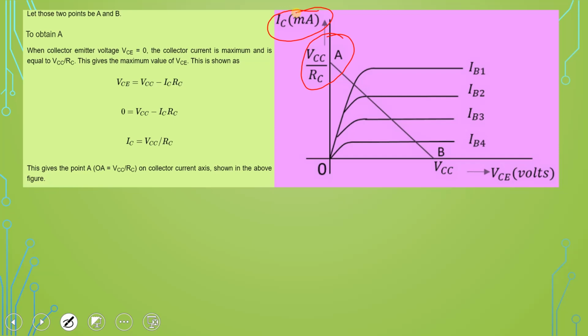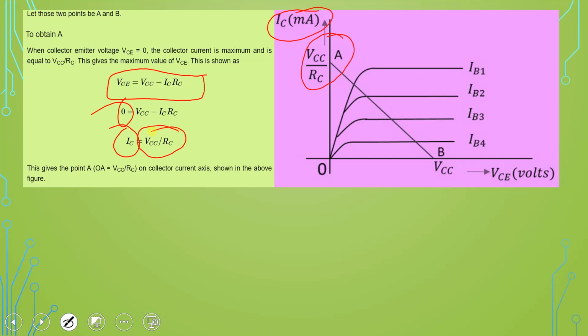VCC upon RC gives the maximum value of IC. We put the value in this equation. VCE value is 0. Okay, VCE equals VCC minus IC RC. From here we find the value of IC, which is VCC upon RC.